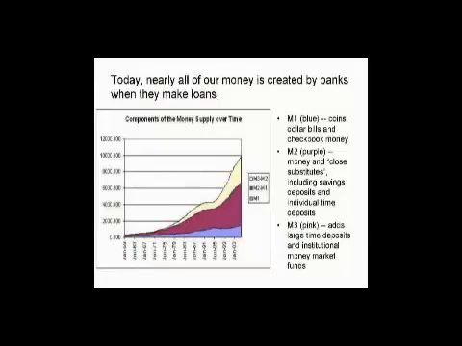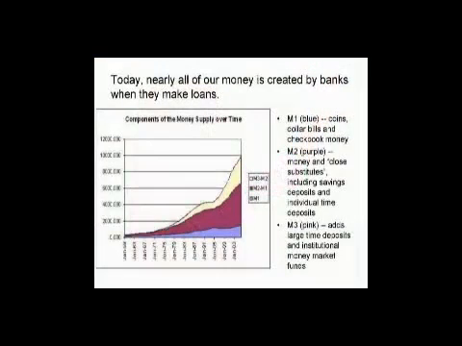So today, virtually all of our money is created by banks. What the government creates is coins, which is $1 billion worth roughly, which is about 1/10,000th of the money supply or less. So on this chart, the bottom blue is M1, that's coins, dollar bills, and checkbook money.